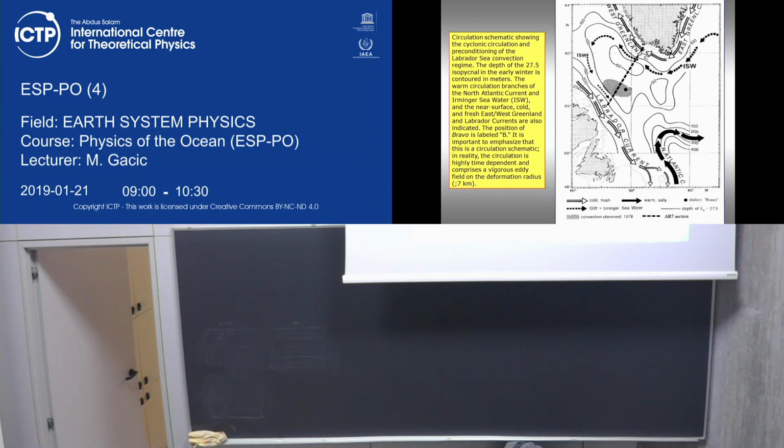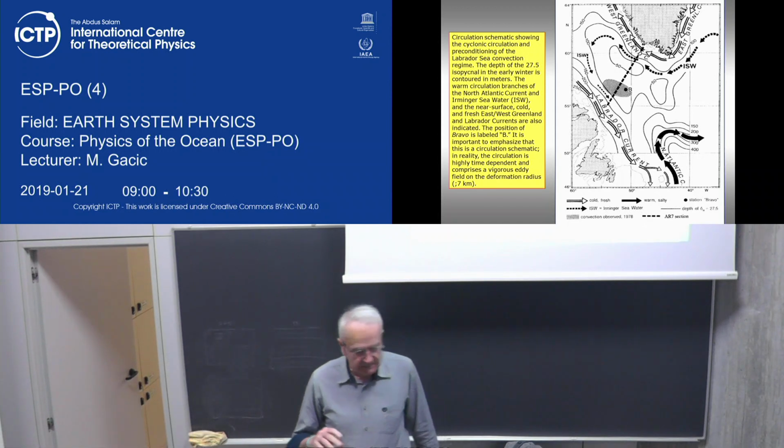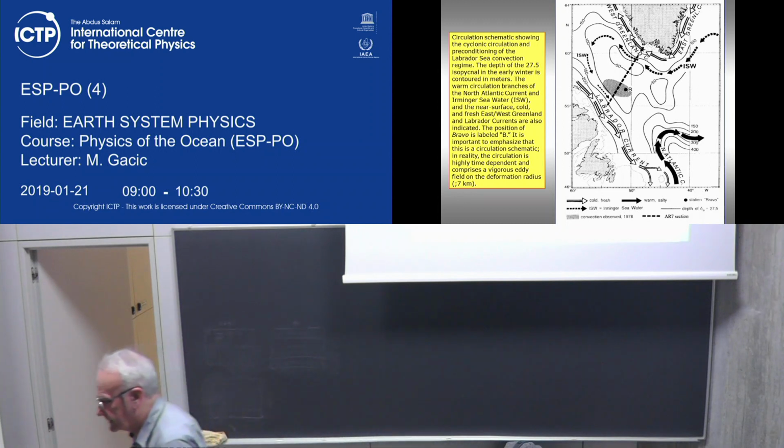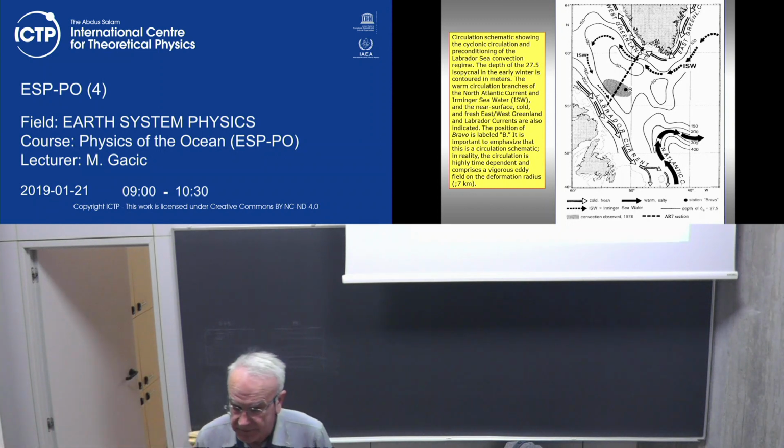The last time we stopped in looking at the deep convection and dense water formation, and we were looking at the necessary conditions to have this kind of process. And last time I didn't mention another very important component of the dense water formation: the presence of highly saline water in the intermediate depth.